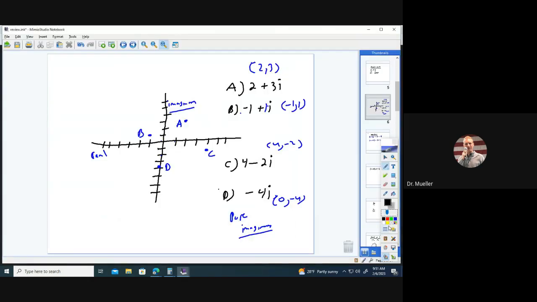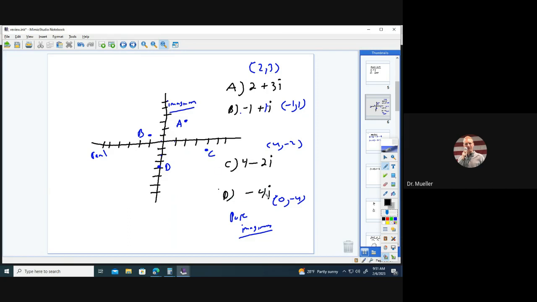All right, so graphing the complex numbers, if we want to graph 2 plus 3i, think of it as the ordered pair 2 comma 3. So we start at the origin, we go 2 to the right and 3 up, and that's 2 plus 3i. B would be negative 1 plus 1i, that would be like negative 1 comma 1, because there's really a 1i there. We start at the origin, we go left 1, up 1, and then 4 minus 2i would be like 4 comma negative 2, so we go 4 to the right, down 2.